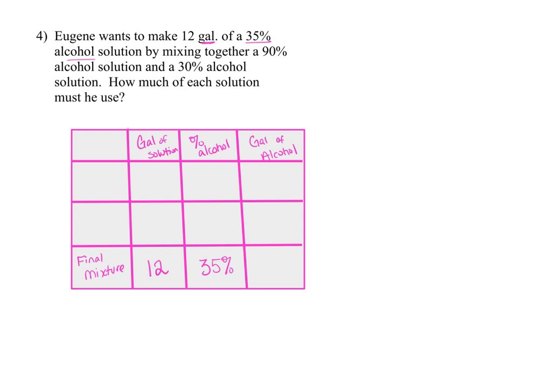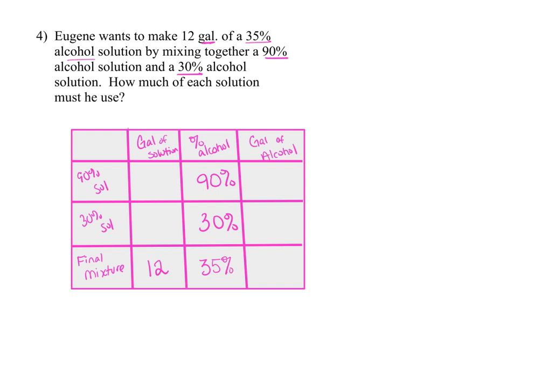Mixing together a 90% alcohol solution and a 30% alcohol solution. Those are my two mixtures. You can label it however you want. I typically go 90% solution and 30% solution because that actually tells me what to put in my second column as well. Okay? So this is really easy. If this is a 90% solution, what percent alcohol am I going to put here? 90, right? So these follow what I'm mixing together. All right? So I have accounted for the 90%. I've accounted for the 30%.